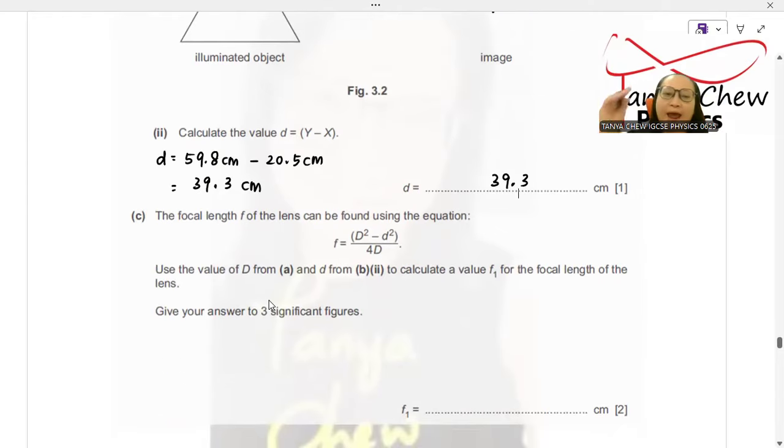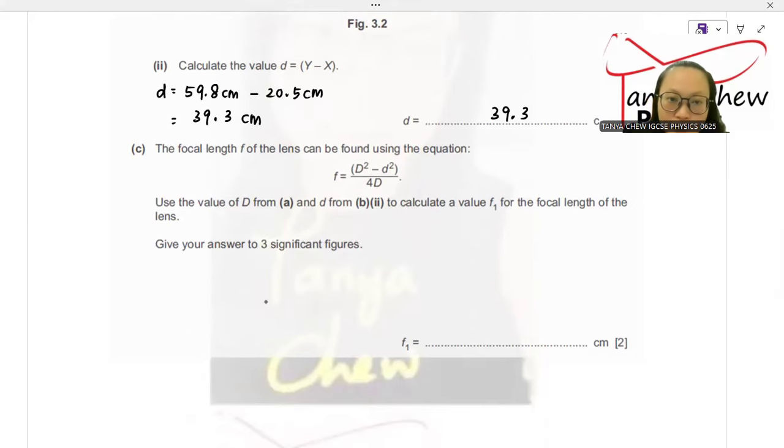C, the focal length f of the lens can be found using the equation f is equal to capital D square minus a small d square, divided by 4 times the capital D, where the value of capital D from A and d from B part 2, to calculate a value f1 for the focal length of the lens. Give your answer to 3 significant figures only.